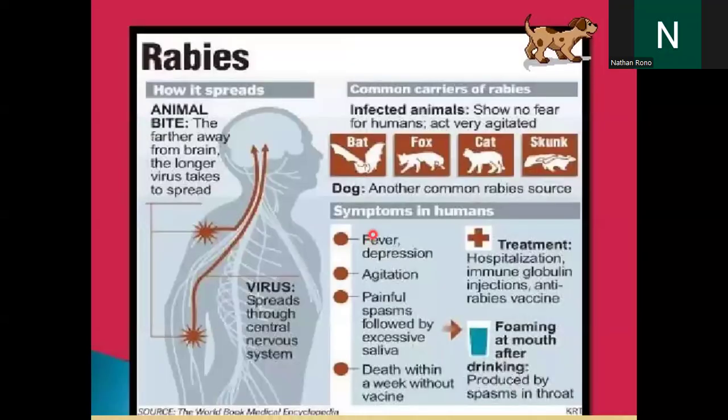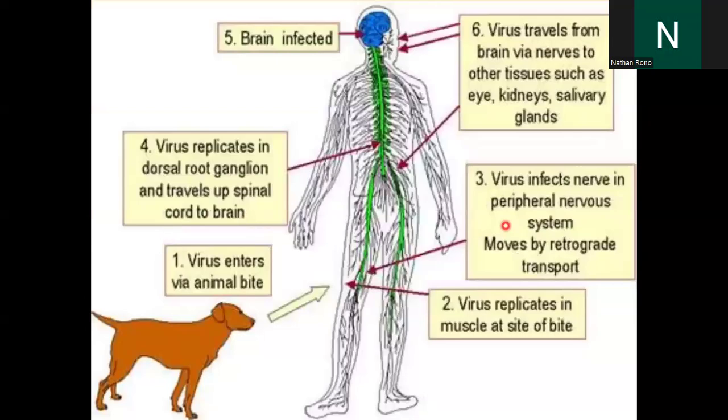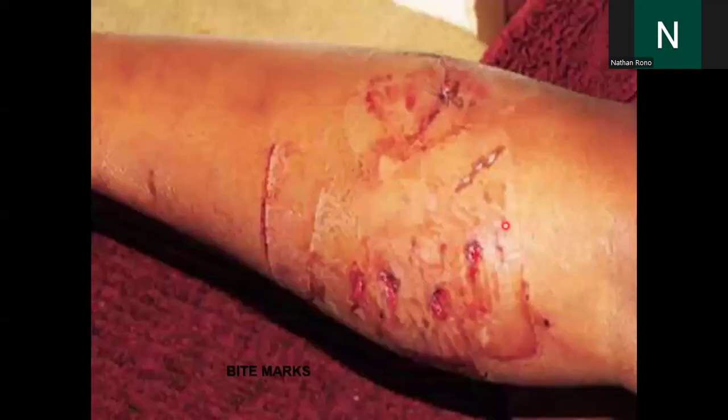Let's go back to our summary. Fever, depression, agitation, painful spasm followed by excessive saliva, foaming at the mouth after drinking, produced by spasm in the throat, death within a week without vaccine. Then treatment you're going to see. Okay, so you can see here the bite marks. Here, this looks like a scratch mark, then this looks like a bite mark. So you start with pain here, okay?